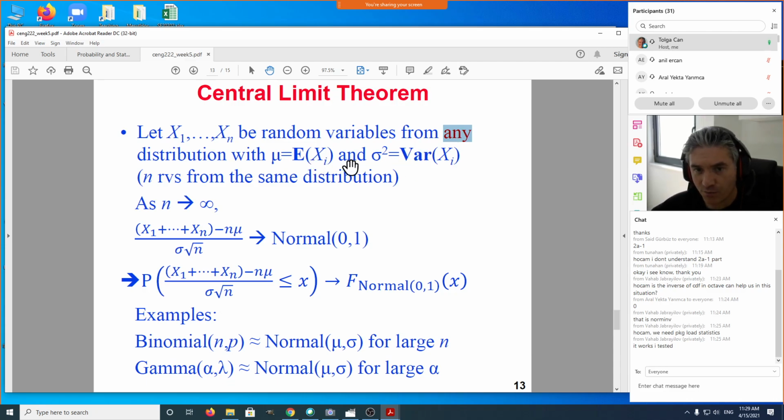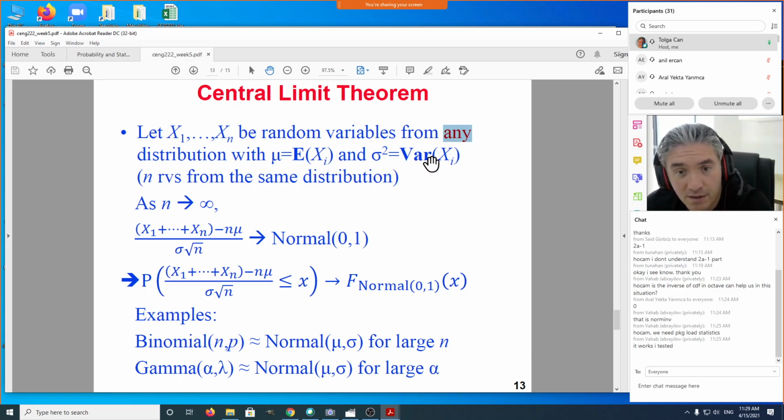They can be from any distribution with some given mu and standard deviation, or some given variance. Whatever distribution it is, it has to have some variance and expected value, right? The expected value and variance are important parameters of any distribution, and they can come from any unknown distribution. So in other words, we have n random variables from the same distribution. This is the central limit theorem. As n goes to infinity, and it doesn't need to be infinite at all. For practical reasons, when n is 30, 40, we still observe approaching normal, okay?